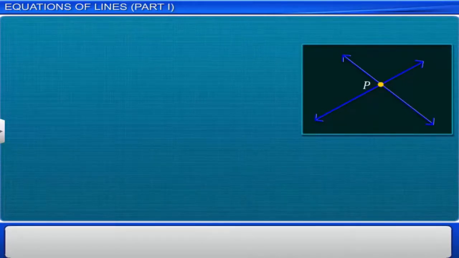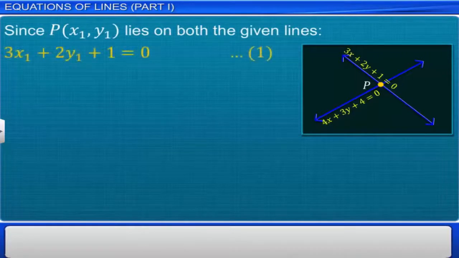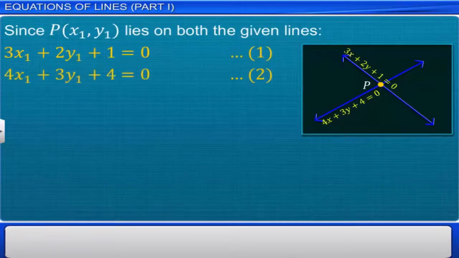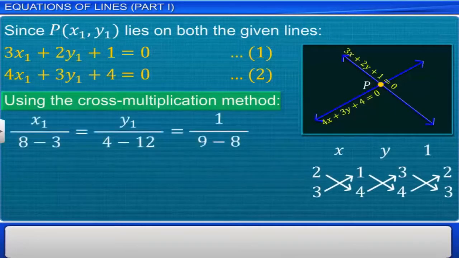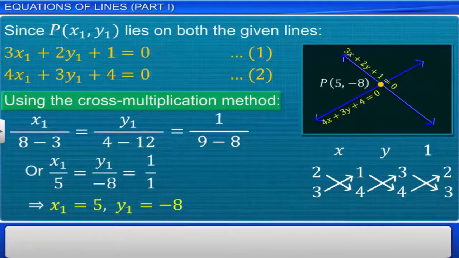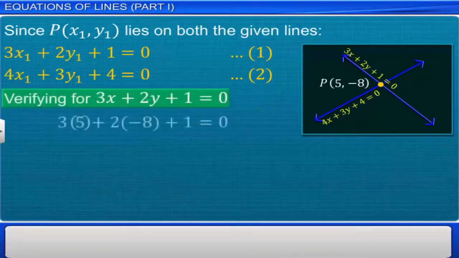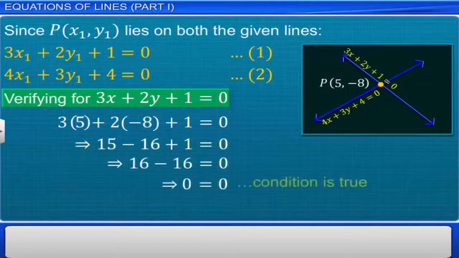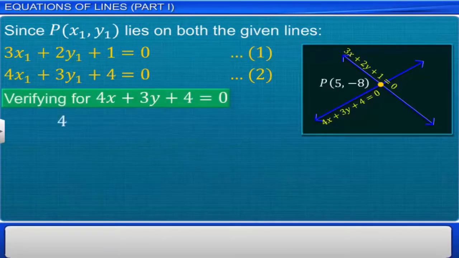Now consider point P lying at the intersection of the two lines. Each of these two lines is represented by an equation. As the point of intersection, P lies on both the lines. Its coordinates must satisfy the equations of both the given lines. By solving these two equations, we get the point of intersection. Let us verify whether the coordinates of P(5, -8) satisfy the equations of both the lines. Substituting the coordinates of P in equations 1 and 2, we observe that the equations are satisfied.